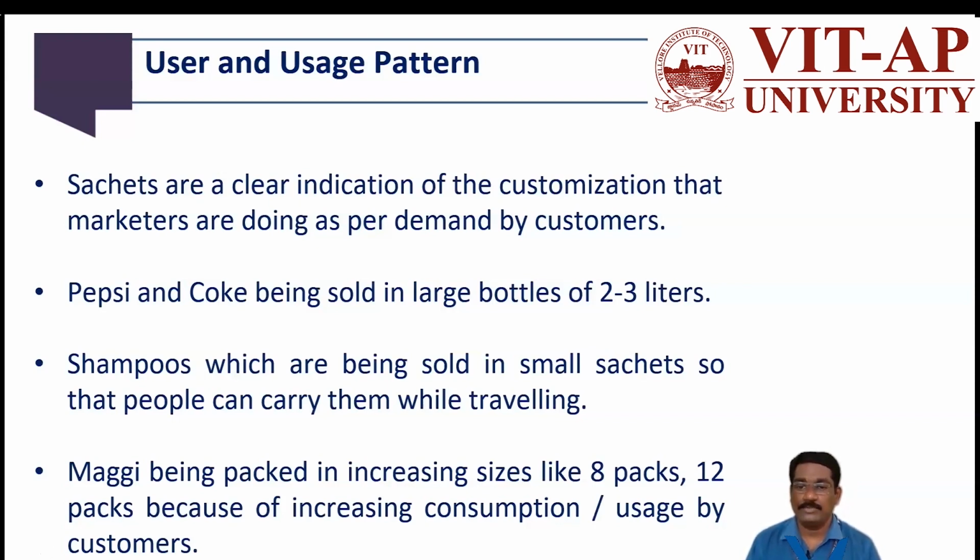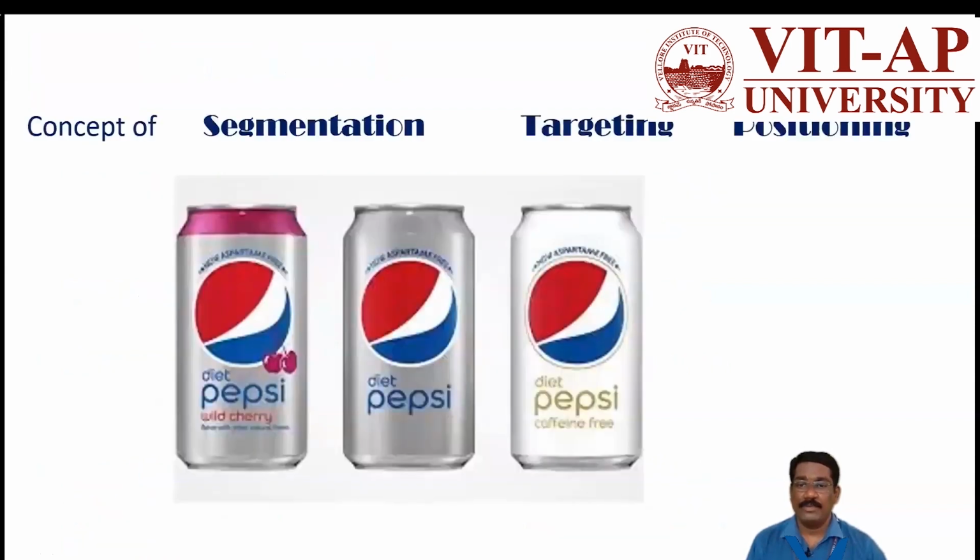And also shampoos which are being sold in small packets so that people can carry them while traveling. So each usage pattern also varies depending upon the situation. And Maggi being packed in increasing sizes, like 8 packs and 12 packs, because of increasing consumption and usage by the customers. Clear? And also in Maggi you also have mild packets available.